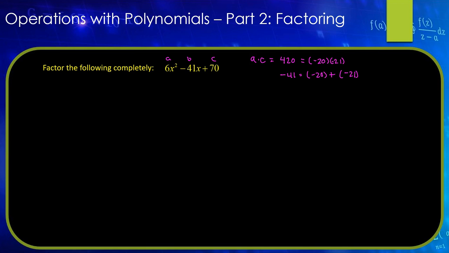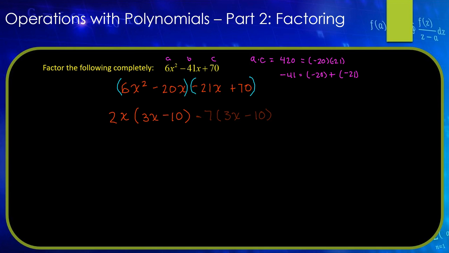So I want to split this middle term into minus 20x minus 21x. So 6x squared minus 20x minus 21x plus 70 is what I split this into. And now I'm going to group these in groups of 2. Out of the first group, I can factor out a 2x. So when I do, I get 2x times 3x minus 10. Out of the second group, I can factor out a negative 7. And when I do, I'm left with another 3x minus 10.